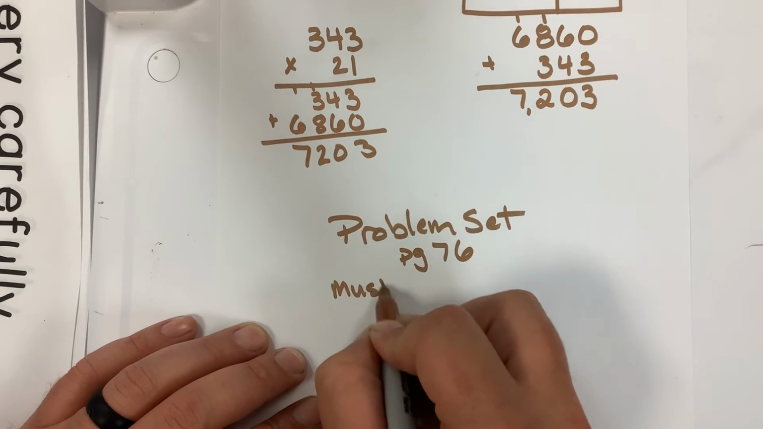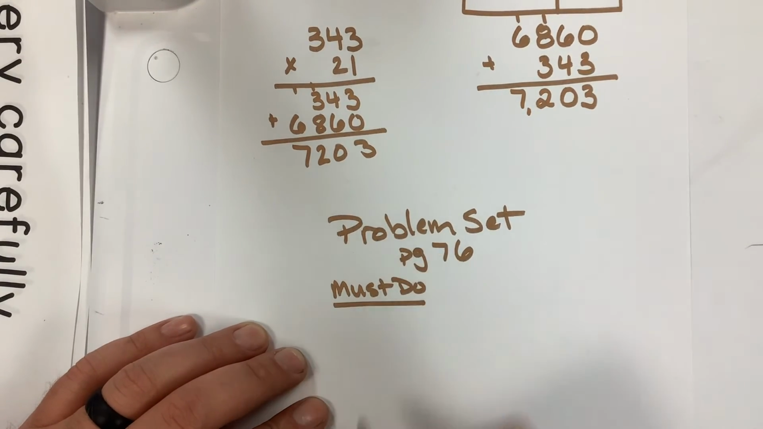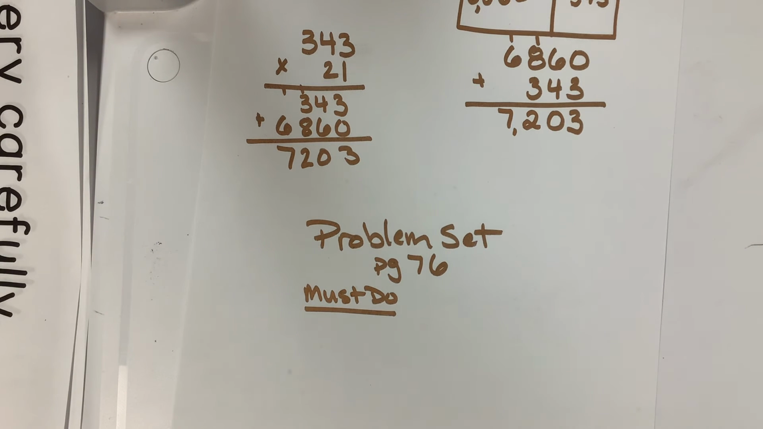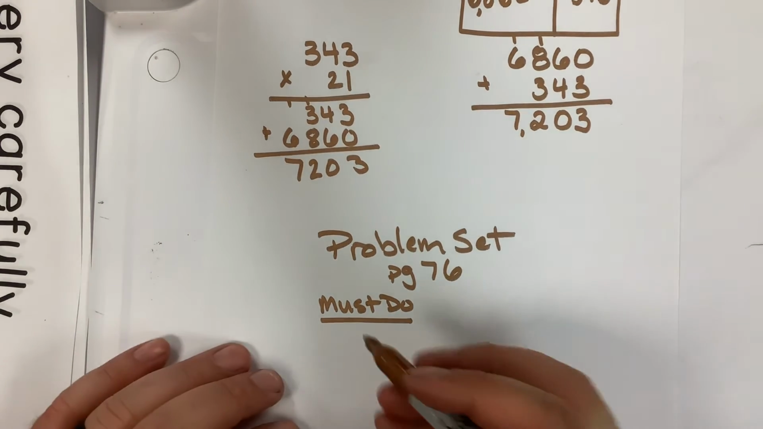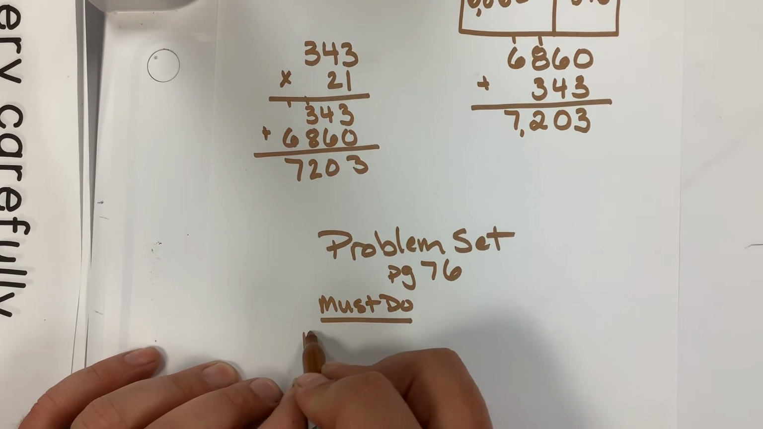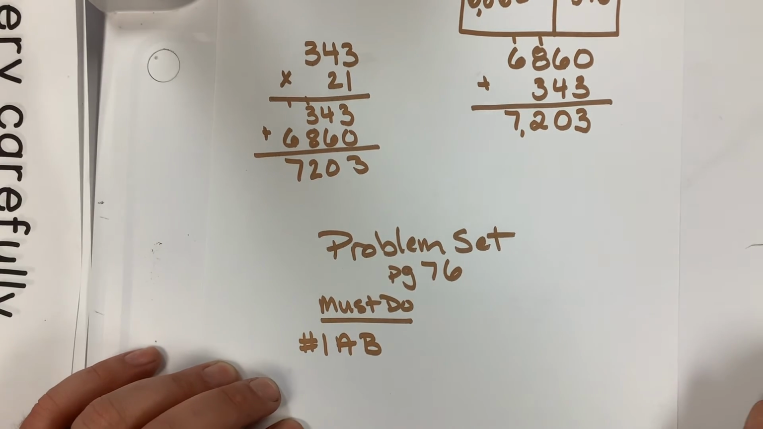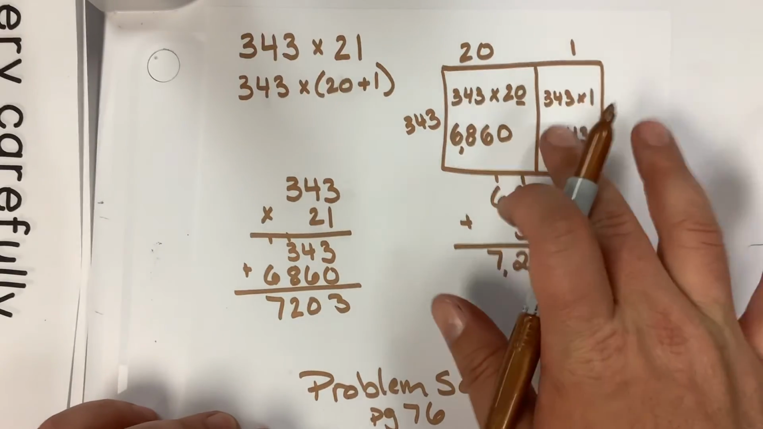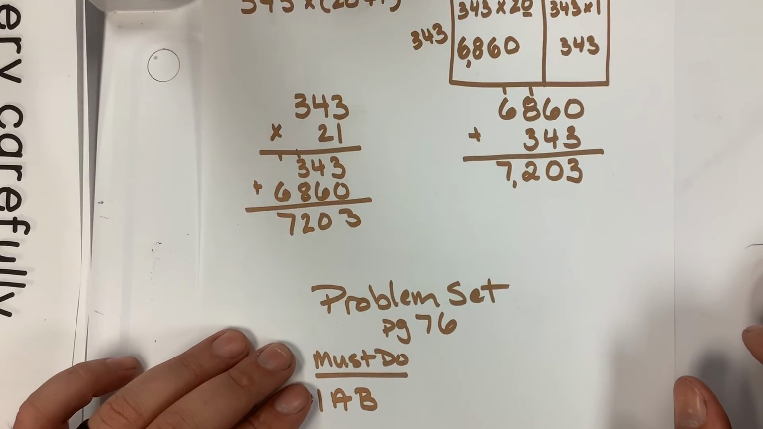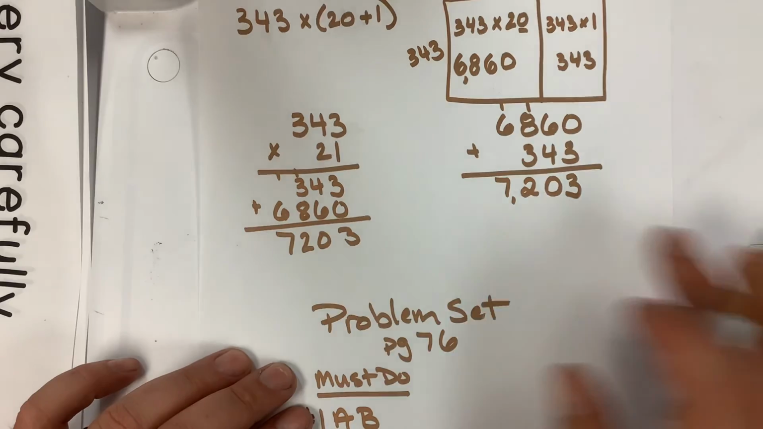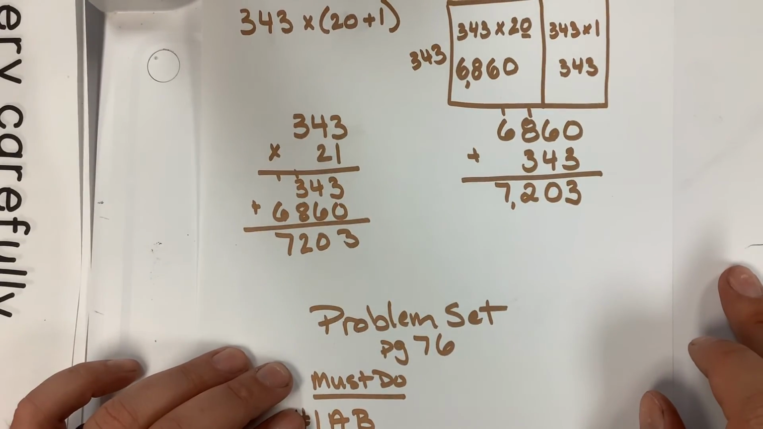And your must-dos, and you can choose to do this on your own or with a partner that you're going to work well with, not someone you're going to talk to. You guys know the spiel. Someone you're going to work well with. And your must-dos is I want you to do number 1, A, and B. Number 1, A, and B. So you're going to draw that area model for your partial products, and then you're going to relate it to your standard algorithm.